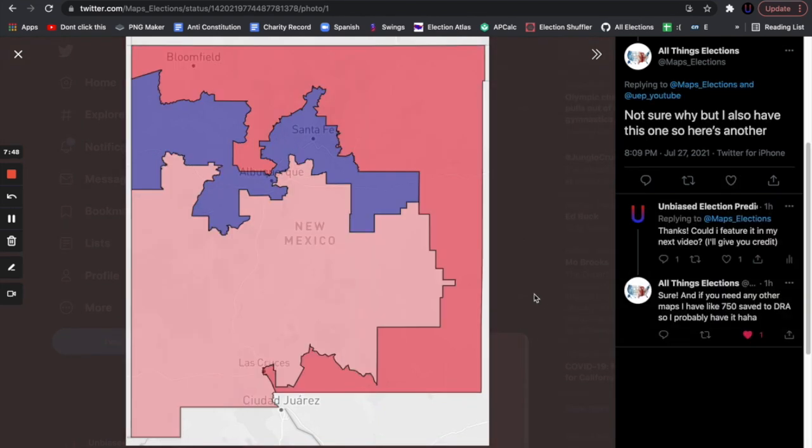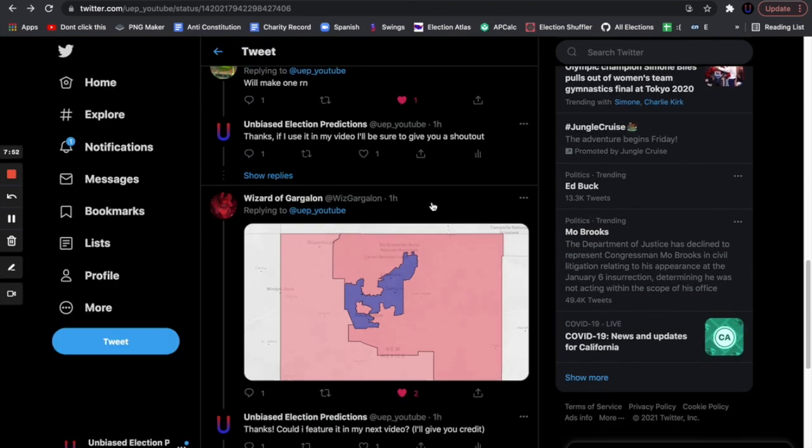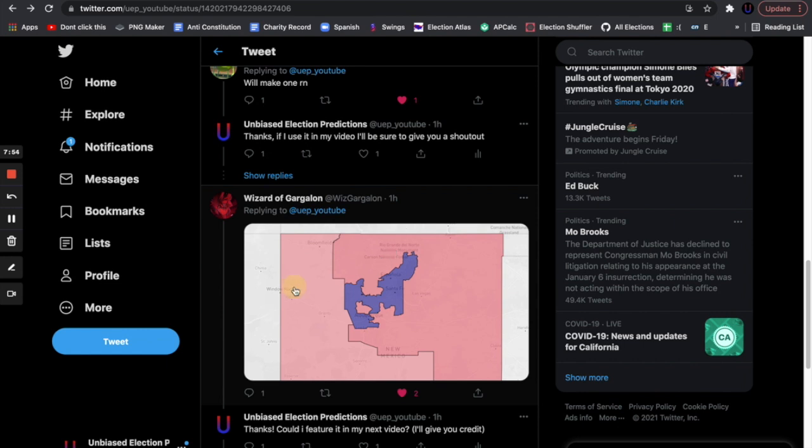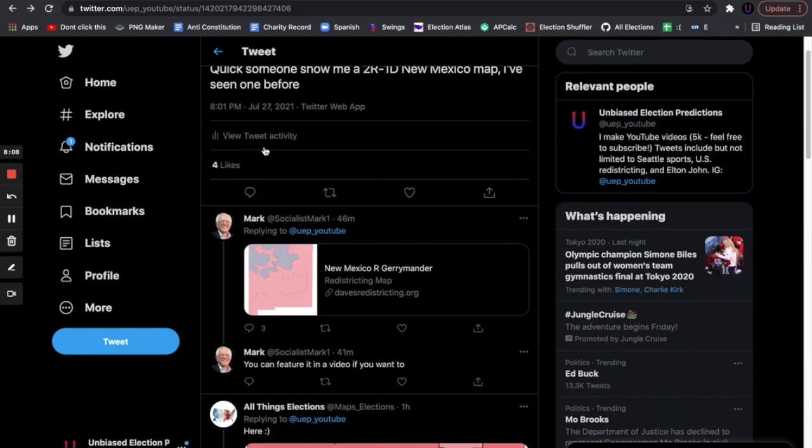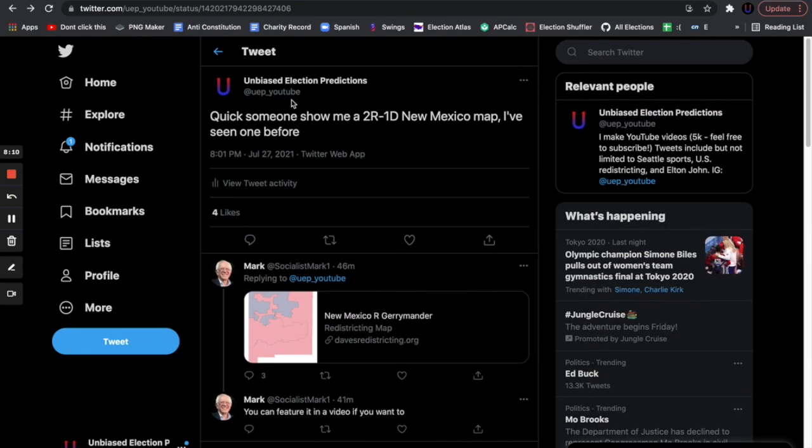Here's another one that they made. So obviously, two very ugly-looking maps that, again, are not going to happen because there's a Democratic governor. Wizard of Gargalon says this is the map that he made, showing a similar thing, Santa Fe and Albuquerque packed into one seat to make a 2-to-1 map in favor of the GOP. So, you can make a couple 2-to-1 maps using certain data sets.